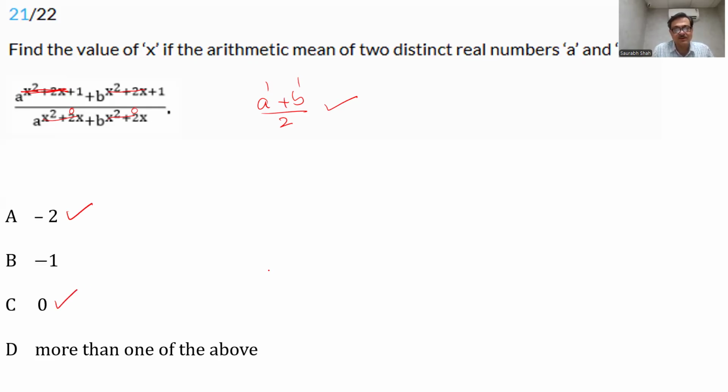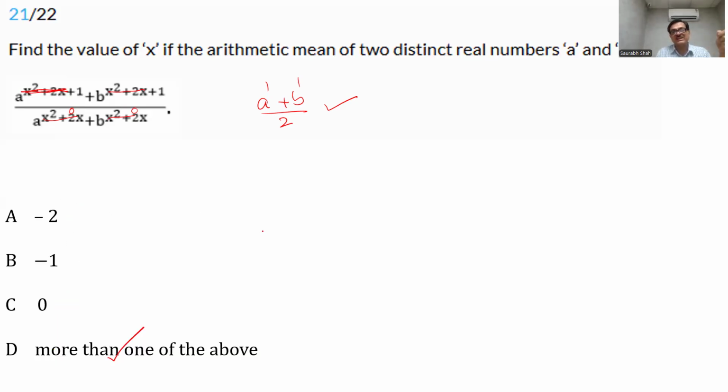0 is also possible. X can be -2, x can be 0, both. There might be a third value. There might be 4 more values. But now we are very safe. Although this question is dangerous, we are very safe because the question says more than one of the above. So the correct answer becomes option D.